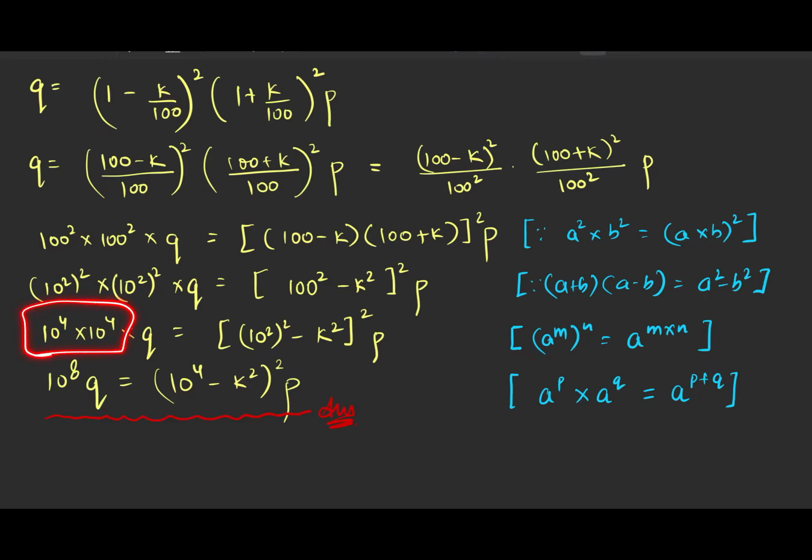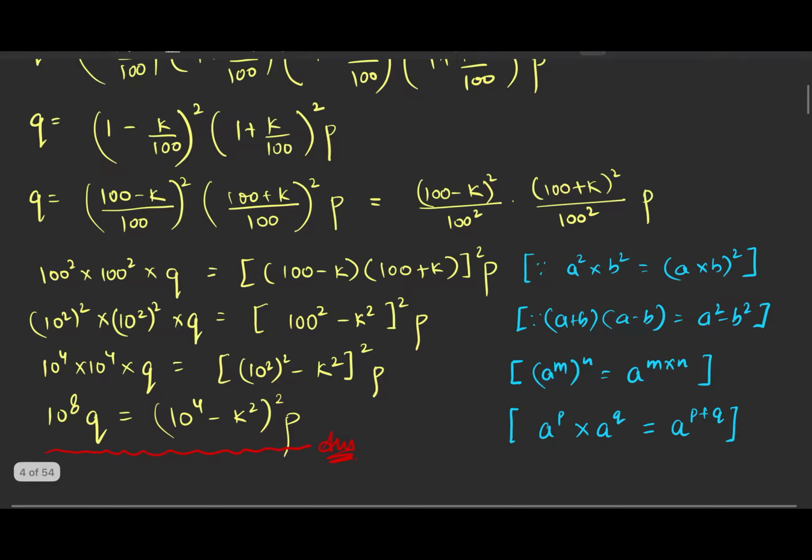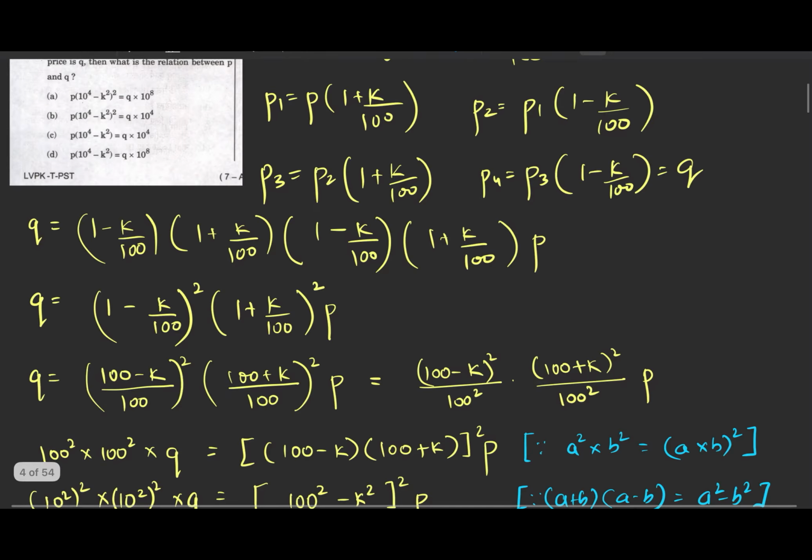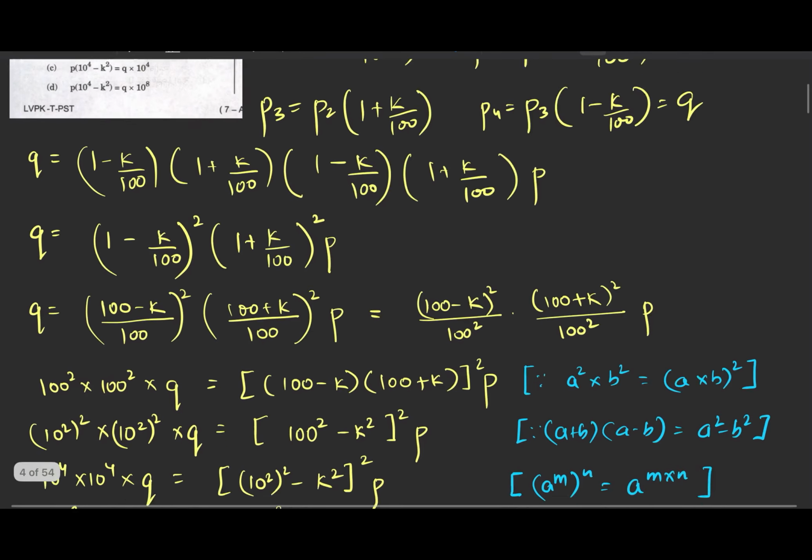10 to the power 4 into 10 to the power 4, we use the property a to the power p into a to the power q, where if the base is same, the powers are added. So 4 plus 4 becomes 8, 10 to the power 8 Q is equal to, here also 2 into 2, we use this property, it becomes 10 to the power 4 minus k square. Hence a is our answer.